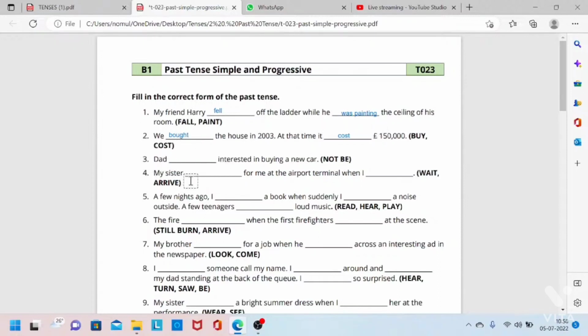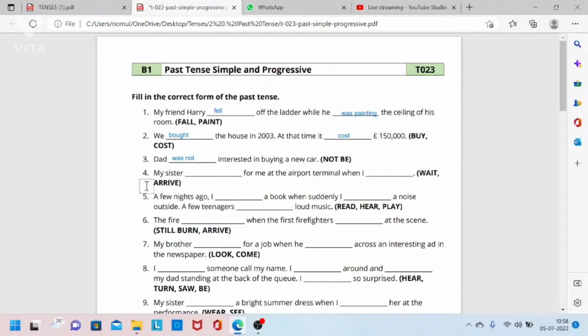Let us see the next sentence. The dad dash interested in buying a new car. So using not be we have to complete this. So dad was not, okay, dad was not interested in buying a new car. Using be with not, we have completed it: dad was not interested in buying a new car.